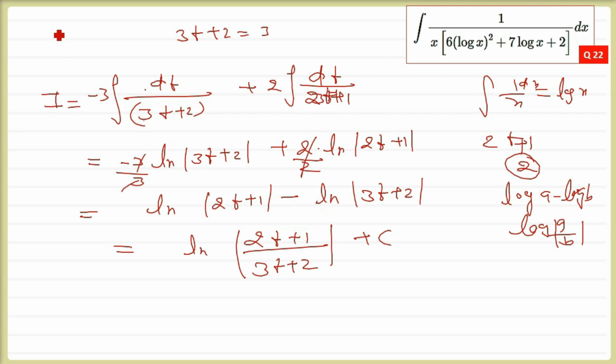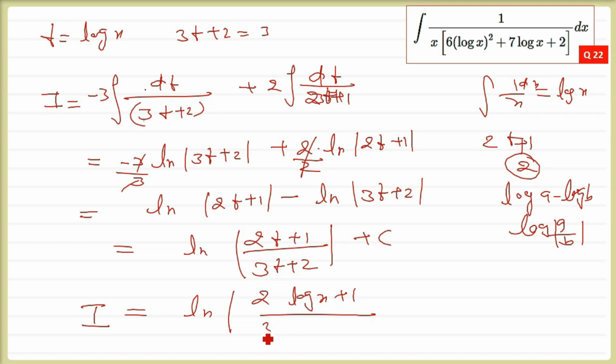Now initially, if you remember, we took t as log x. Now this is the time for replacement. Log base e or ln, in place of t, replace it by log x. So 2 log x plus 1 will come. In the denominator, it will be 3 log x plus 2, plus a constant of integration. This is your final answer.